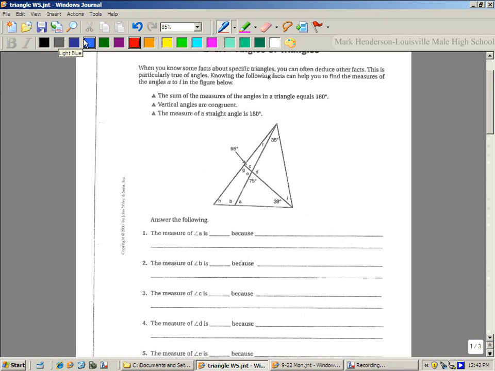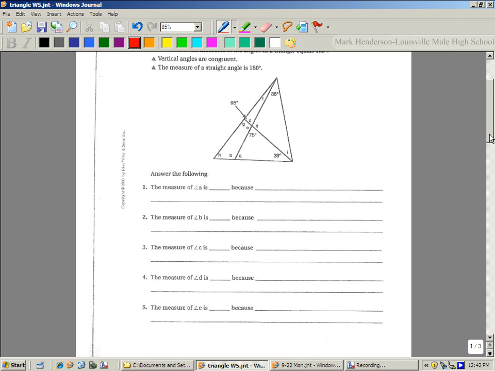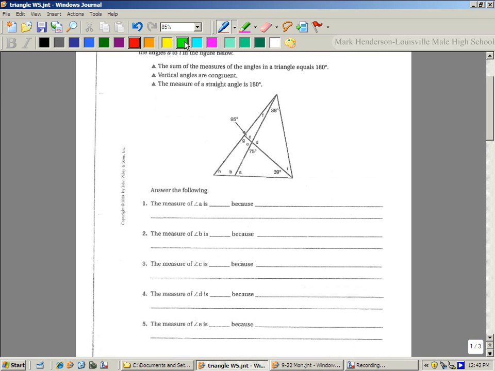The first thing, measure of angle A. If you remember, it says right at the top, the sum of the angle measures of a triangle is 180. So that means angle A plus 75 plus 39 should equal 180. So here we get 114 plus A equals 180. So then A should be 66 degrees. Okay? This is a good enough reason.